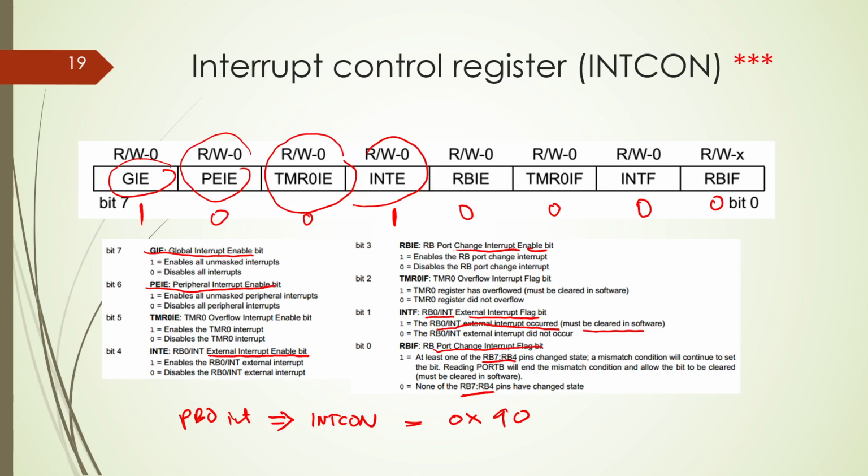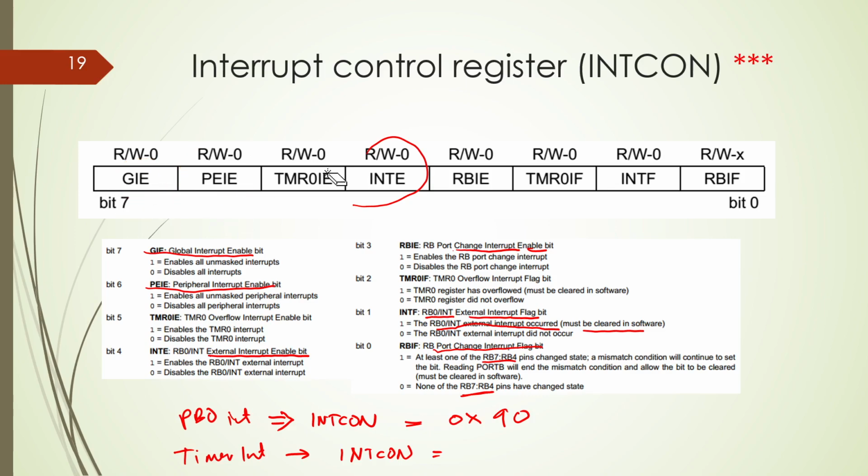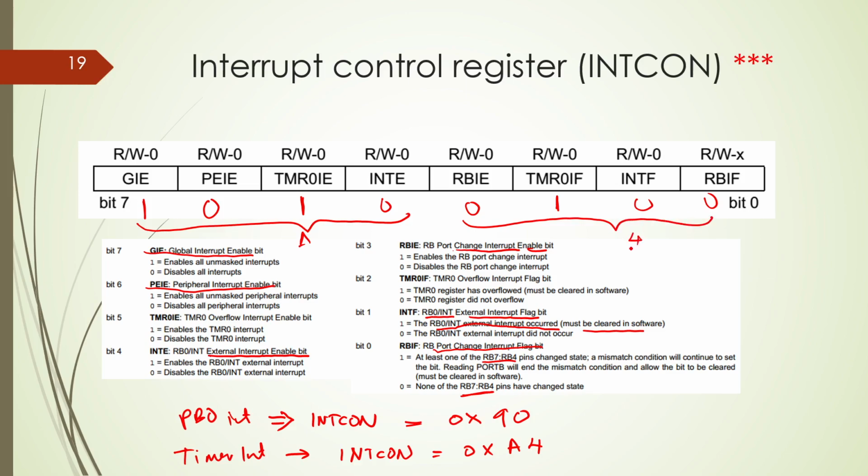Let's say if you were to use the timer, how should the setting be for timer interrupt? So INTCON should be like what? Let me erase this part first. So if you want to use Timer 0 interrupt, you have to enable global interrupt, then you set Timer 0 interrupt enable, and then Timer 0 interrupt flag. So once you set all this, you will get what? The rest is 0. So what you got here is 0xA4. Okay, so this is A, this is 4. Okay, this is how you set the INTCON interrupt control register.